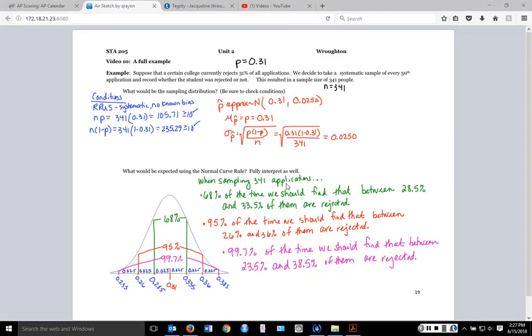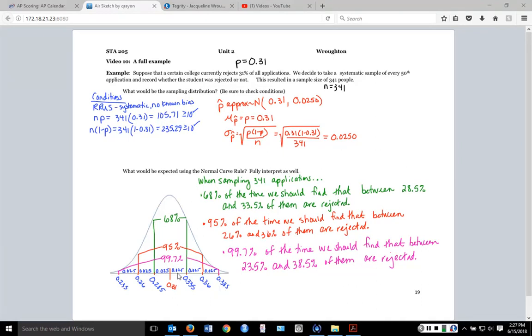So we're sampling 341 applications. 68% of the time, we should find that between 28.5% and 33.5% of them are rejected. When sampling 341 applications, 95% of the time, we should find that between 26% and 36% of them are rejected. And finally, when sampling 341 applications, 99.7% of the time, we should find that between 23.5% and 38.5% of them are rejected.